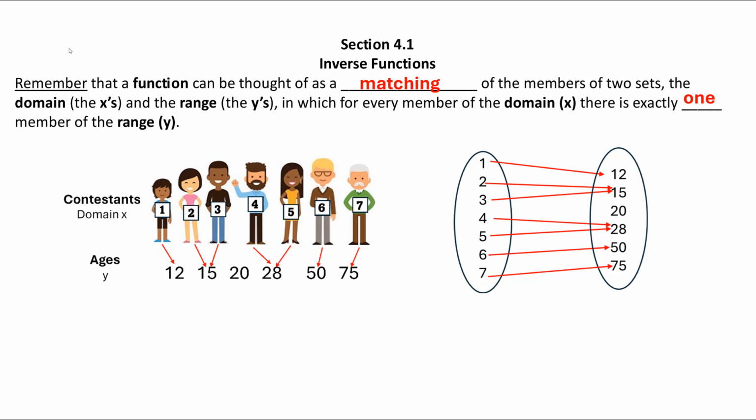So imagine that you have this little contest here with all these people and they each have a number and each person has an age, right? I mean, the kid is 12 and then the older kids are 15. Each person has exactly one age. I mean, nobody can be two ages at the same time. So this would be a function. Each person matches their number to their age. And for every number, there is exactly one age.